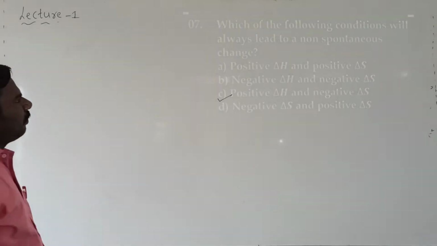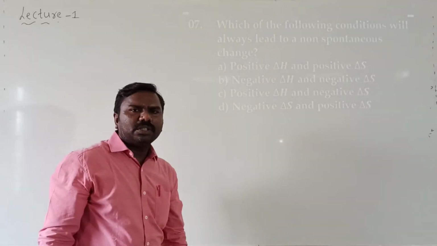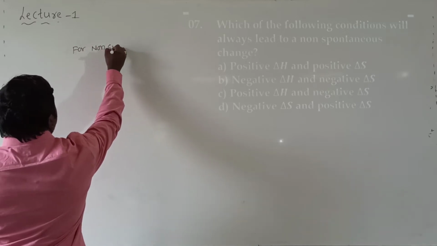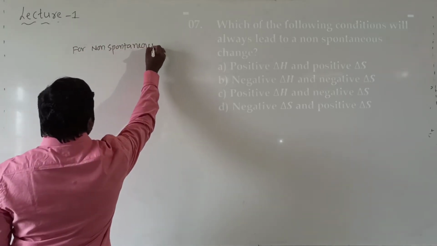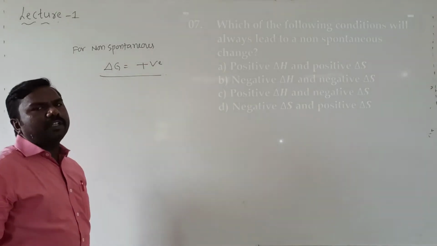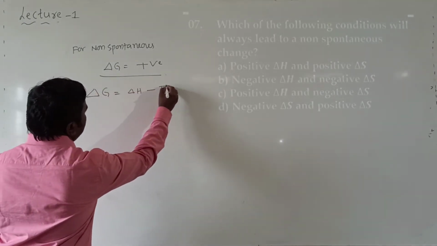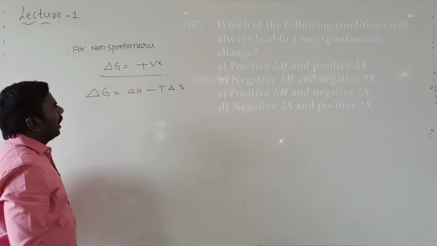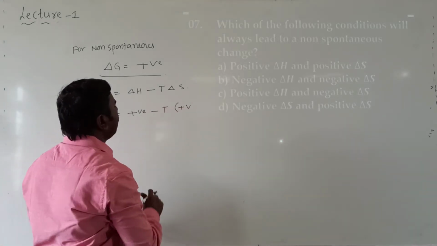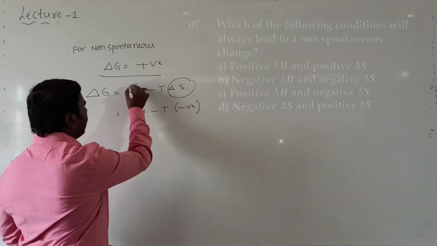which of the following conditions will always lead to a non-spontaneous change? For a non-spontaneous process, delta G must be positive. Remember. So I will verify the options. According to the Gibbs free energy equation, delta G equals delta H minus T delta S. So I would like to take delta H as a positive value, minus T into delta S, which is negative. Delta S is negative, delta H is positive.